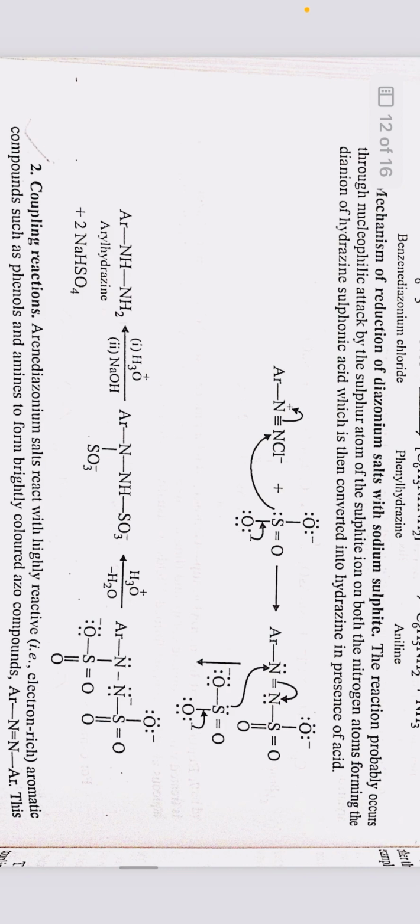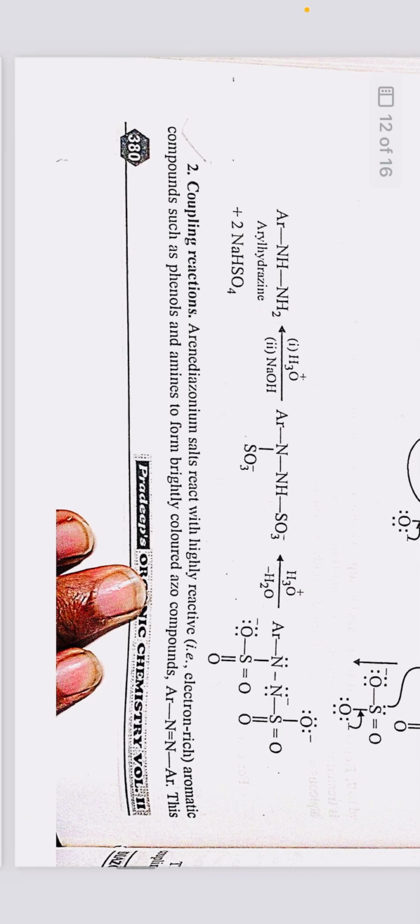Mechanism of reduction of diazonium salts with sodium sulfite. The reaction probably occurs through nucleophilic attack by the sulfur atom of the sulfite ion on both the nitrogen atoms, forming the dianion of hydrazine sulfonic acid, which is then converted into hydrazine in the presence of acid.